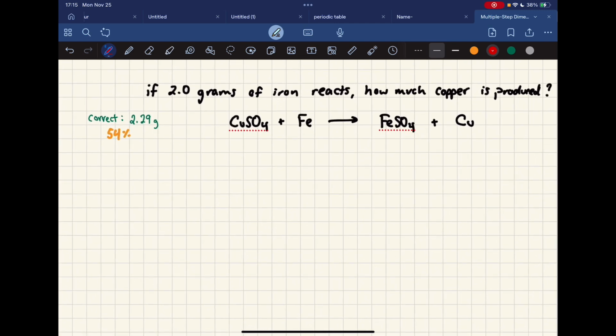Now we have 2 grams of iron being consumed, or 2 grams of iron reacting, and we want to know how much copper is being produced here. This is one where you might have found a shortcut. Hopefully you did. This would have saved you a bunch of time. This one was the worst performing question. Only 54% of us got it correct. I'm going to show you a fast way to do this.